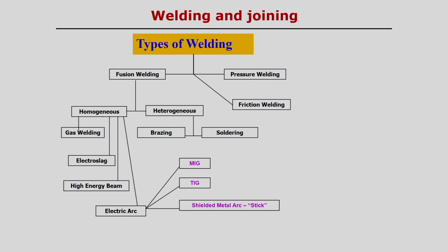Now, fusion welding processes may be homogeneous processes and heterogeneous fusion welding processes. Homogeneous fusion welding processes include gas welding, electro slag welding, high energy beam welding and electric arc welding. These are all homogeneous fusion welding processes. In homogeneous welding process, two parent materials are joined, and both of the materials can be melted, or even if you use filler material, that filler material also mixes with this molten material and makes a homogeneous structure. That is why it comes under the homogeneous welding process.